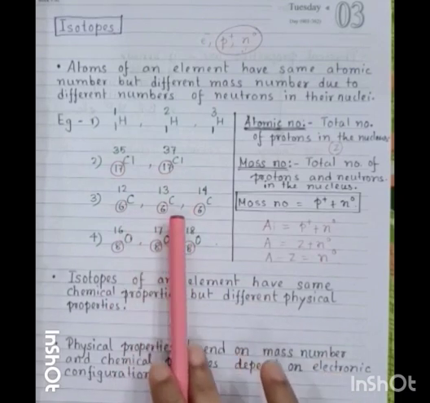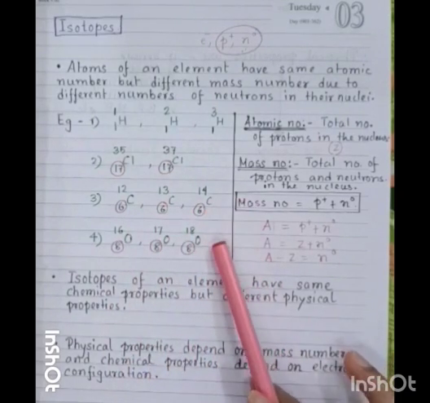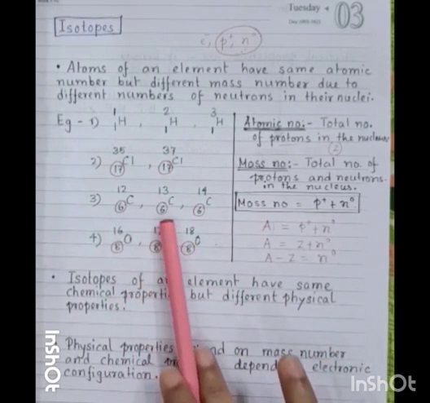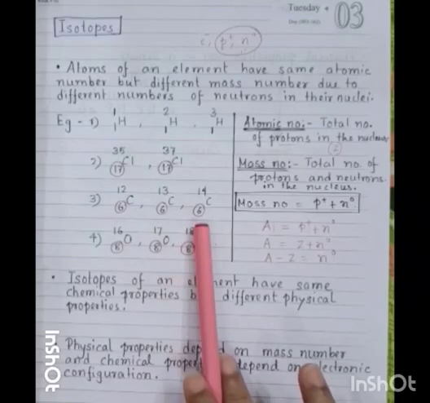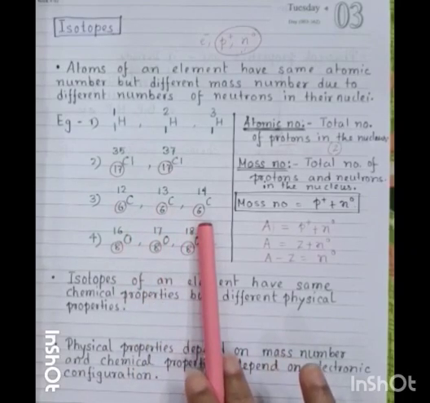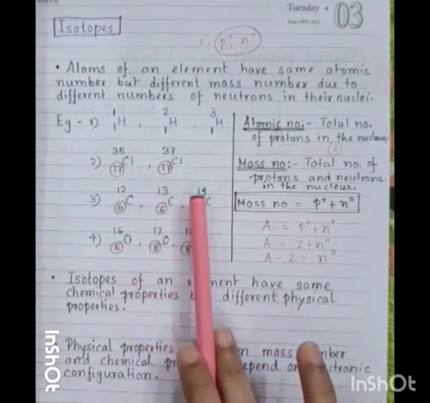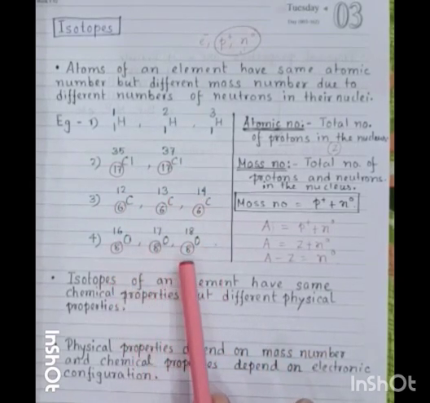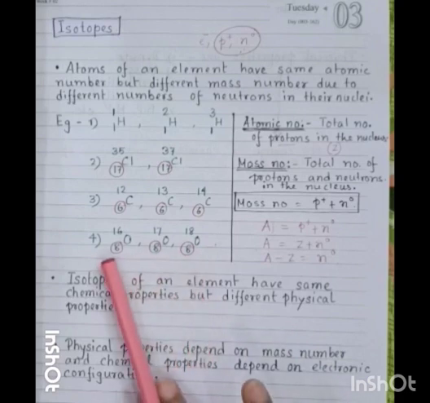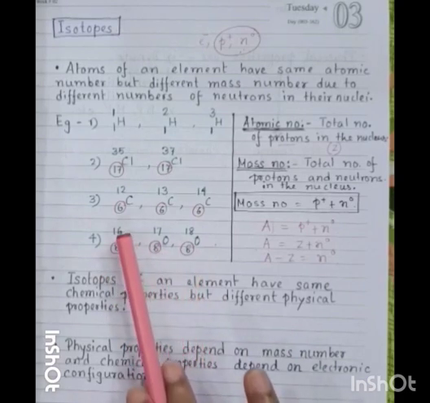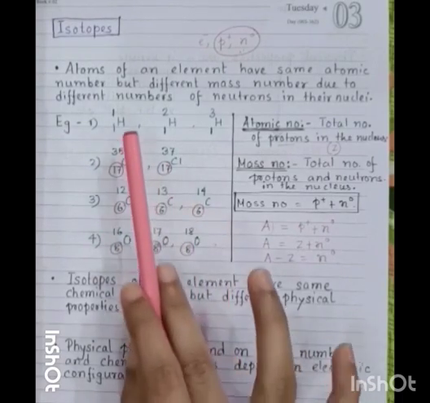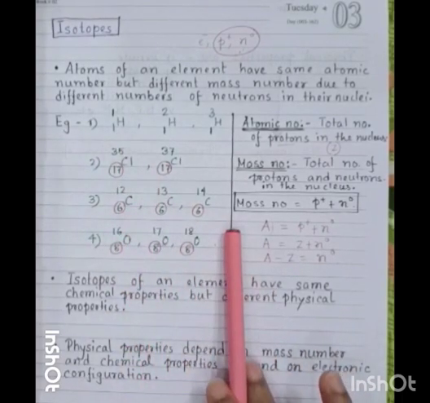Here some more examples are also written, which are the examples of carbon and oxygen. You can see carbon also has the same atomic number, that is the same proton number, the same electron number, but due to a different number of neutrons, they have different mass numbers. Oxygen also has the same number of protons, the same number of electrons, the same atomic number, and due to the difference in the number of neutrons, they have different mass numbers. So these are some examples of isotopes.